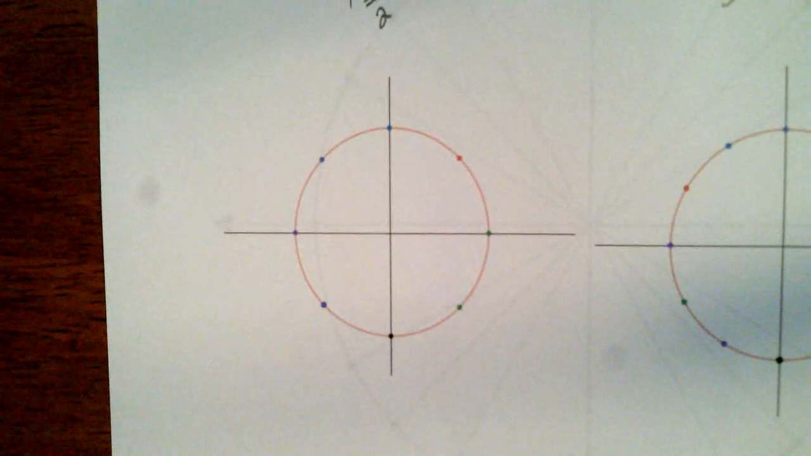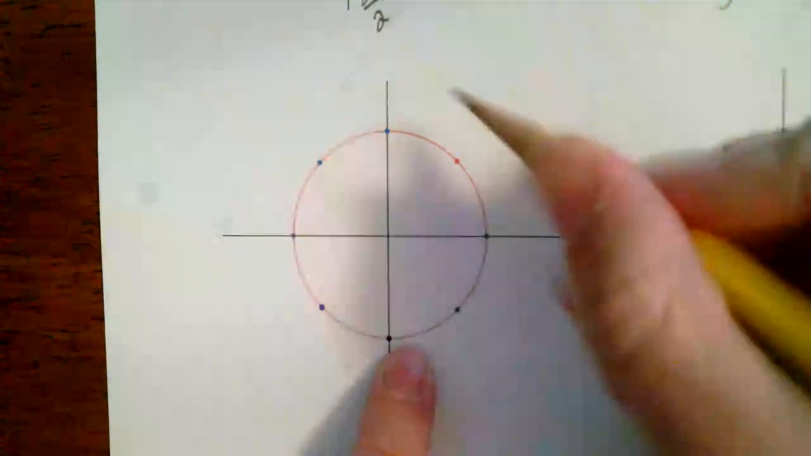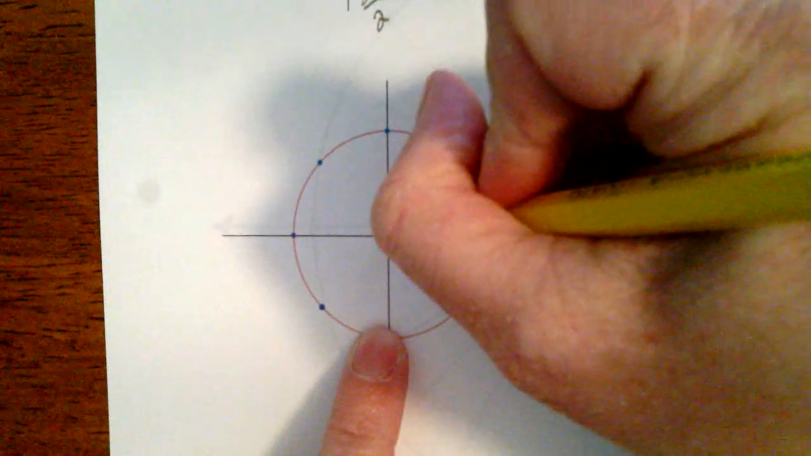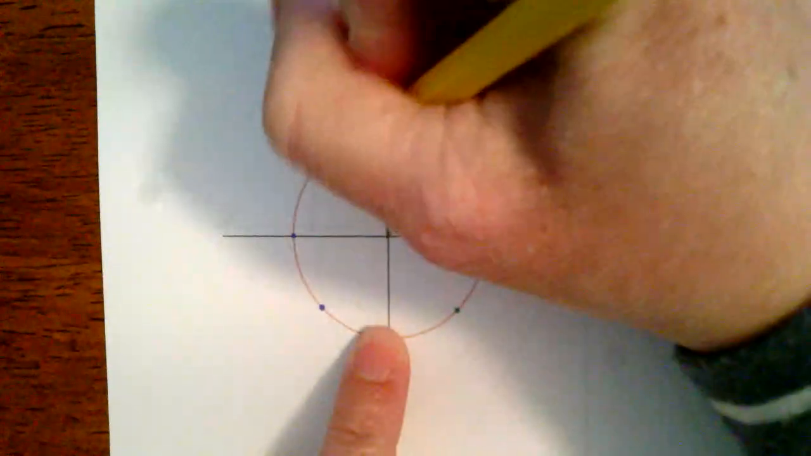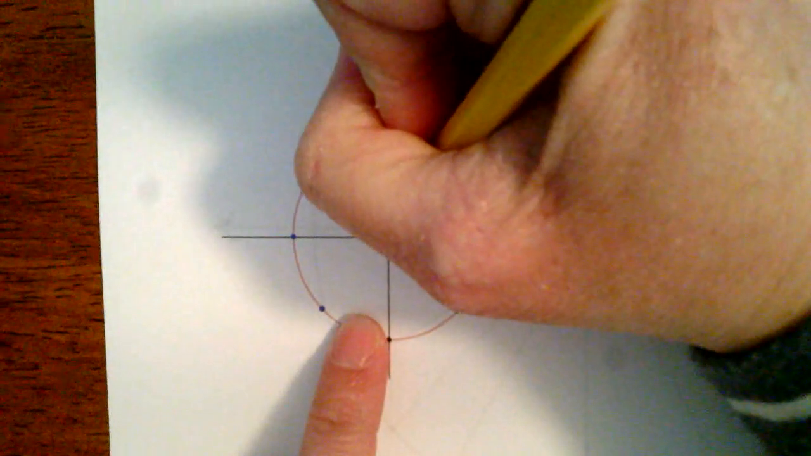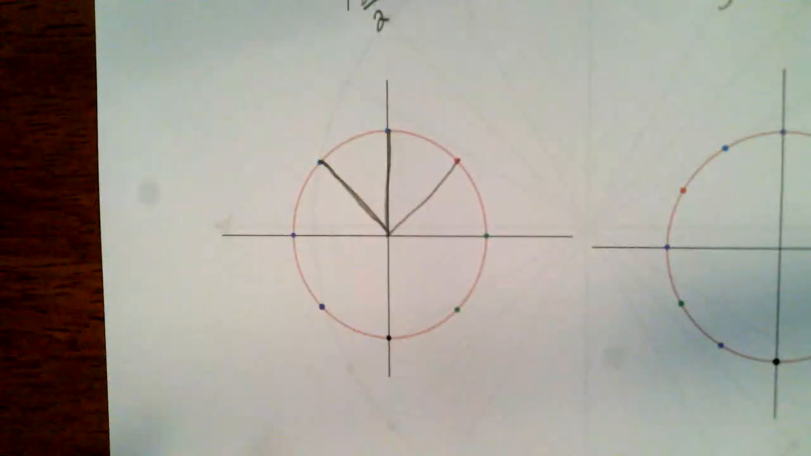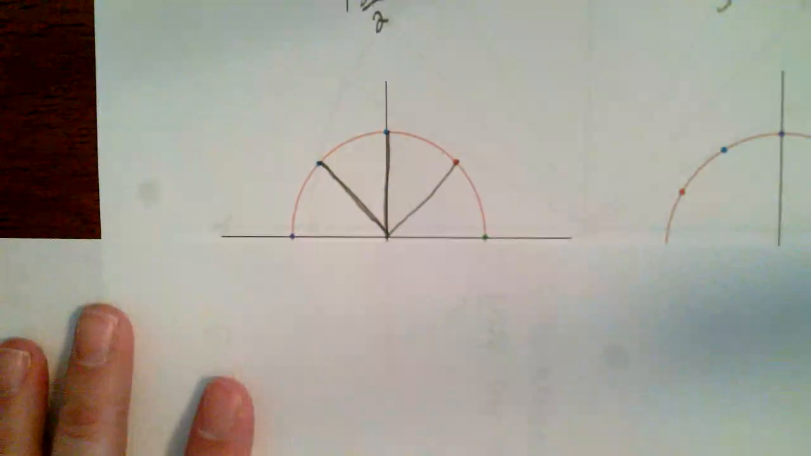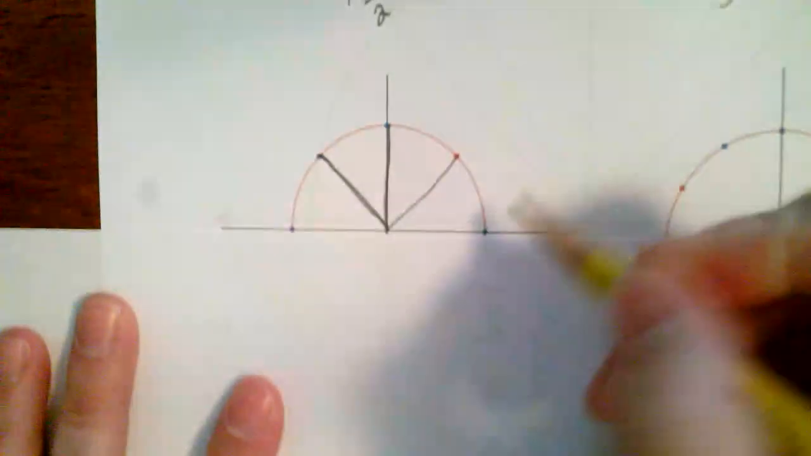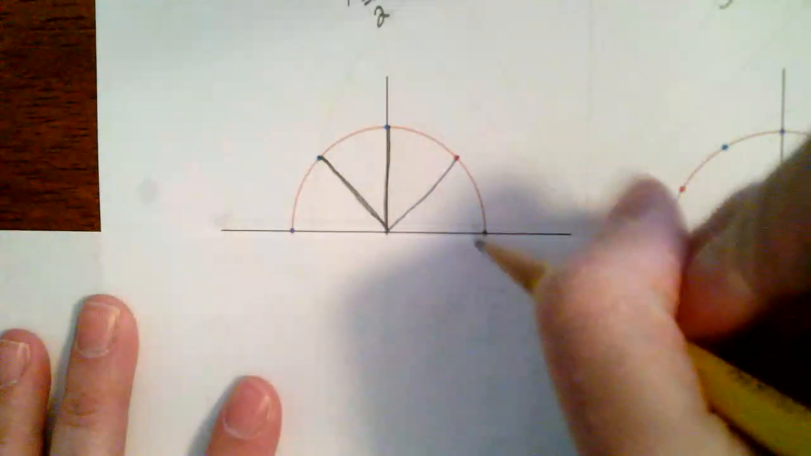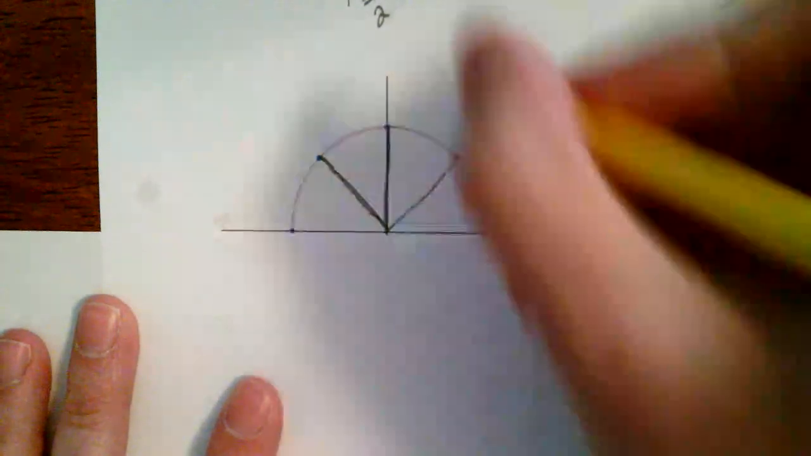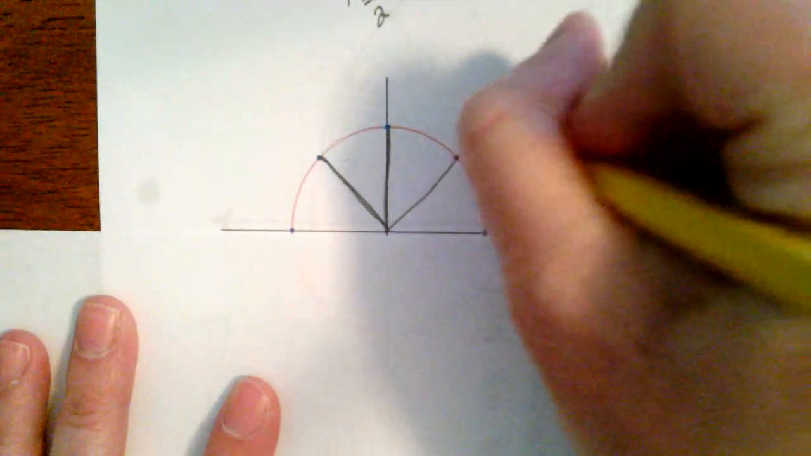Our next one. This time, hopefully you can see that we've broken the top half, which is pi units, or pi radians, into 4 equal pieces. So this is pi over 4.